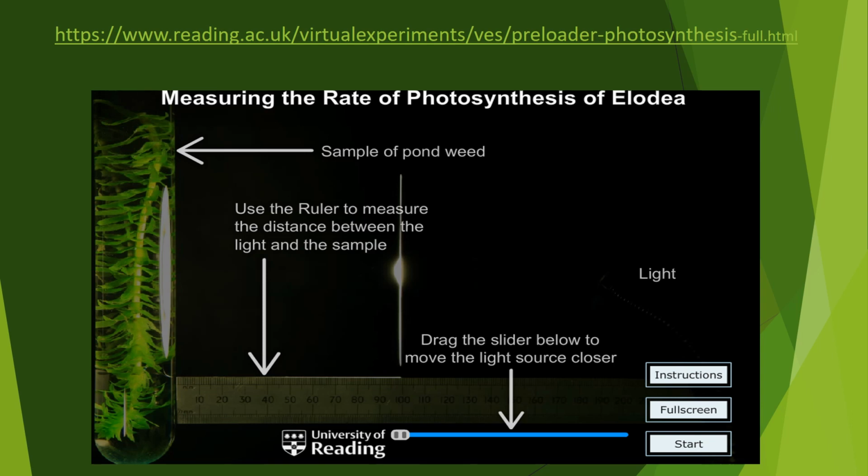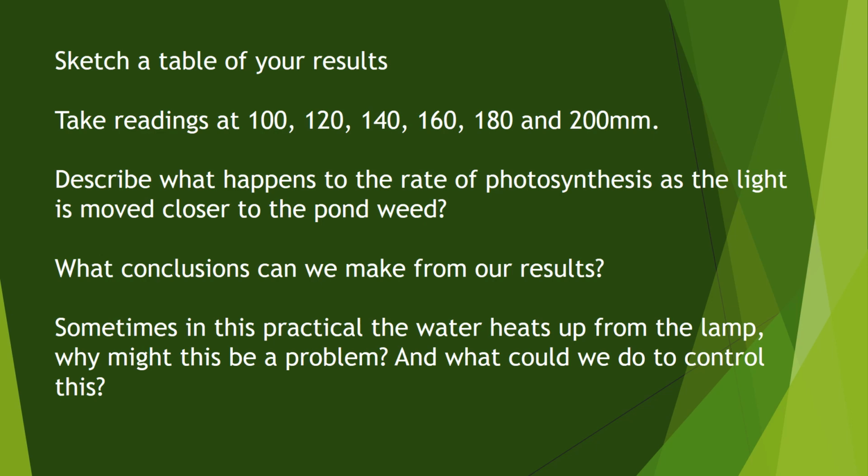What you're going to do is take readings at 100, 120, 140, 160, 180 and 200 millimeters. Now, because this is a computer simulation, I'm not going to ask you to repeat any of those readings because you get exactly the same reading each time. So take readings for each of those, and then you're going to answer the following 3 questions. You're going to describe how the rate of photosynthesis changes as the light intensity changes. You're going to say what conclusions you can make from your results. Use your results to support your conclusions.